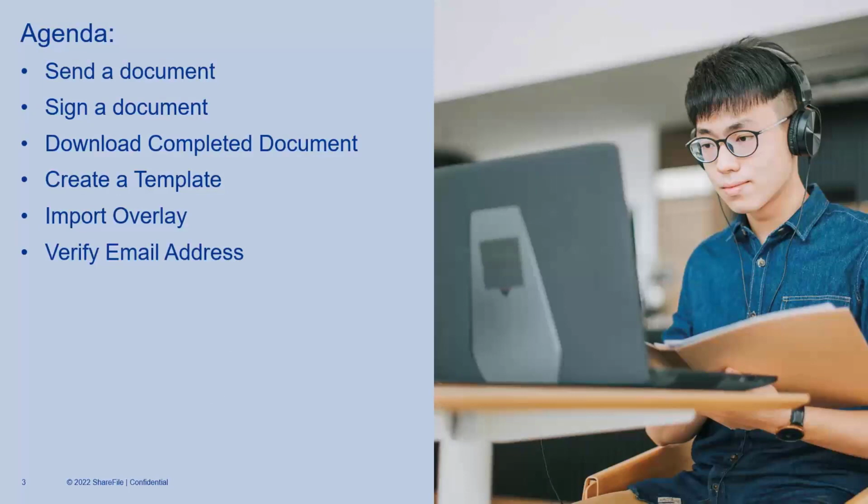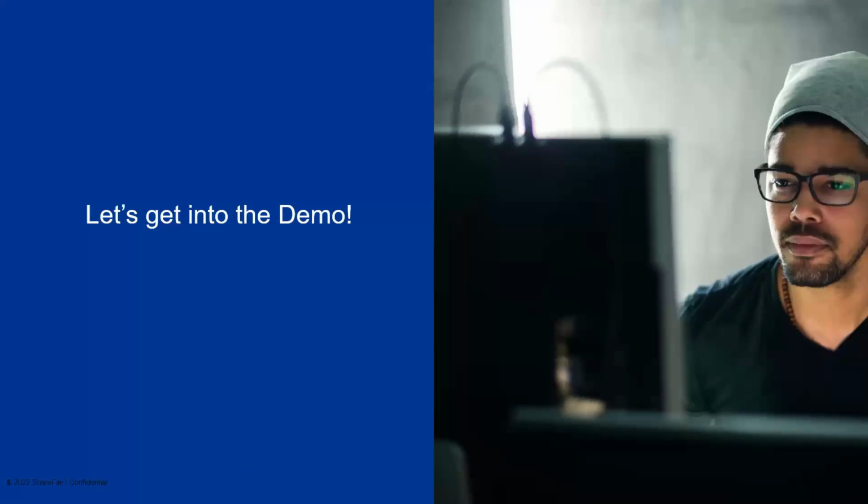For today's agenda, we're going to take a look at 6 things. As you can see here, we'll be looking at how to send a document. We'll be going over how to sign a document. Once we have signed a document, we'll go through the 4 download components that you could do in order to get a copy of that document. We'll create a template. We're going to import an overlay on that template, and we'll also show you how to verify your email address via the RightSignature portal. All right, let's hop into the demo here.